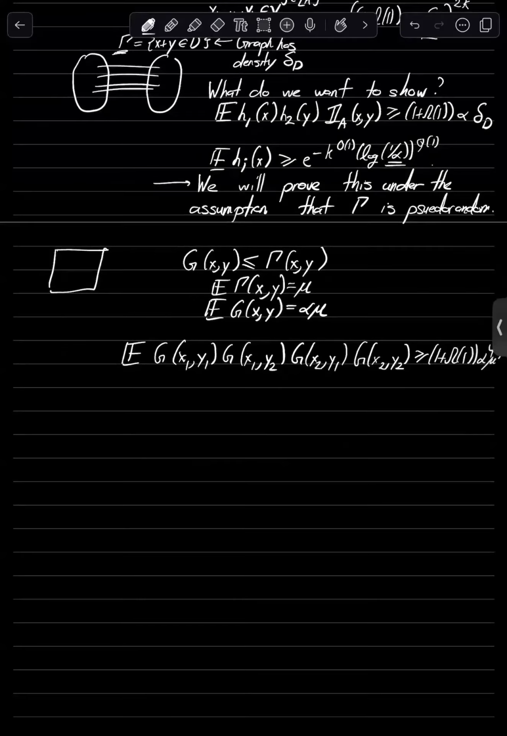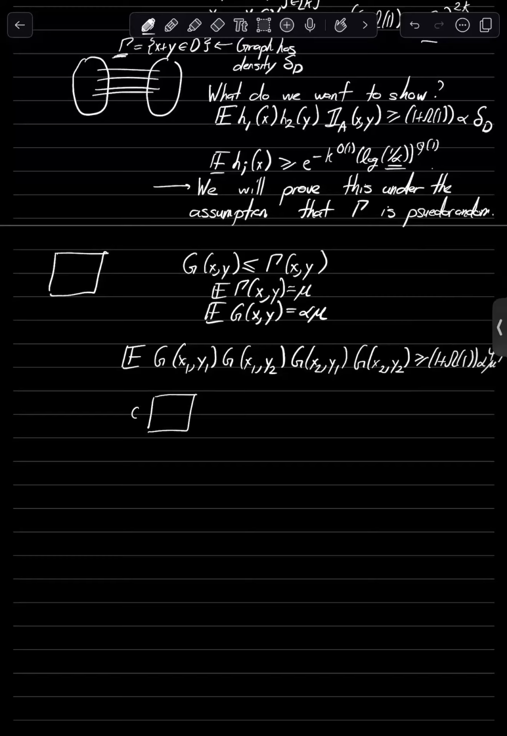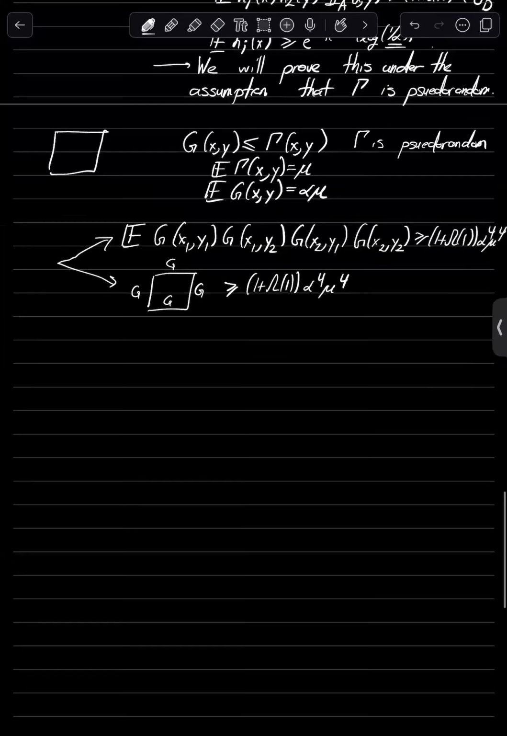Okay, so writing this is going to get really cumbersome. So what I'm actually going to do is denote this by this. So this is a graph with 4 vertices. I'm taking the average. This is bigger than 1 plus omega 1, alpha to the fourth, mu to the fourth. Okay. So this is just a graphical representation of the inequality above. And what I'm going to assume is gamma is pseudorandom. We're not going to say what this exactly means. We'll see what falls out of the proof. And the proof will give you something very natural.